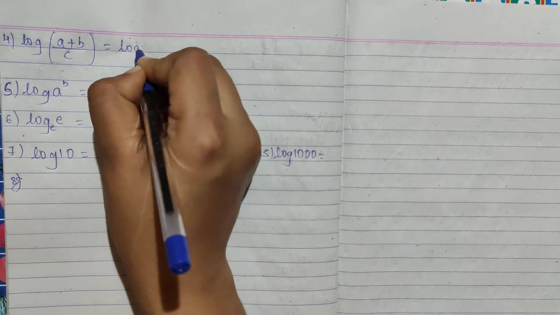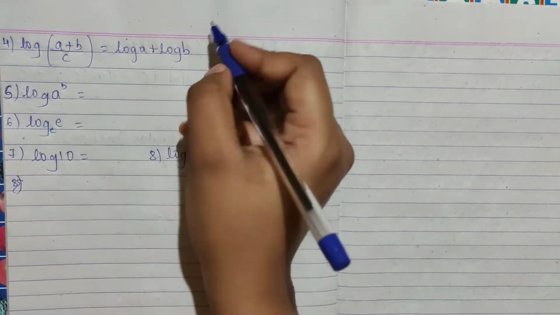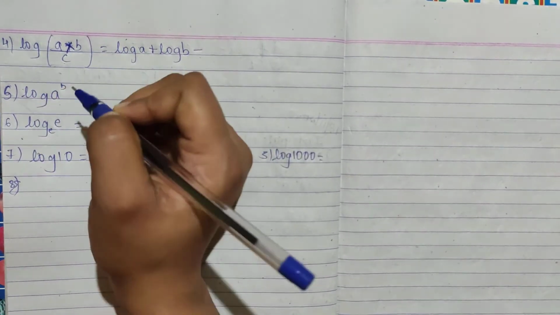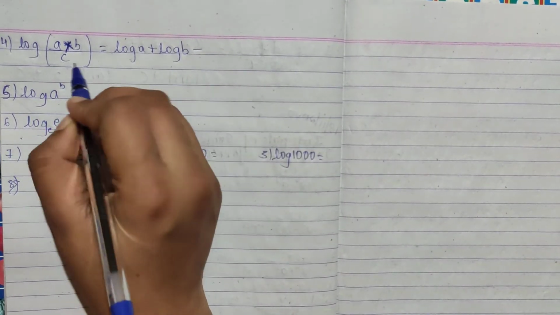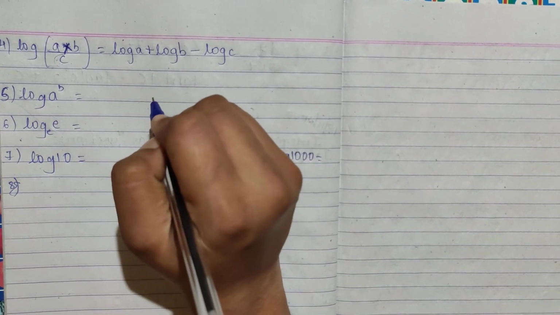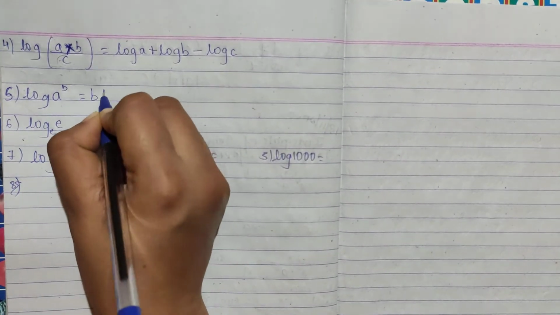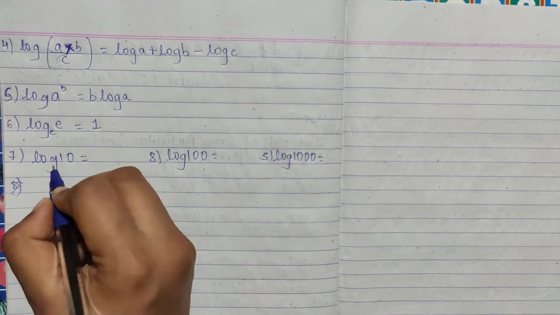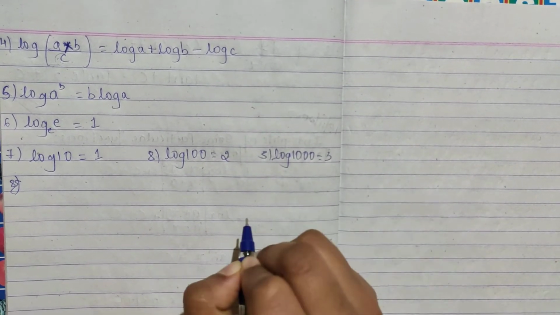In the same way, if you have such a part like a into b divided by c, how will it be? Log a plus log b, and this is division, so this goes minus. It is a into b divided by c, so the into part will be plus: log a plus log b. This is in division, so minus log c. Log a to the power b is b log a. Log e to the base e is always 1. Log 10 is also 1. Log 100 is 2. Log 1000 is 3.